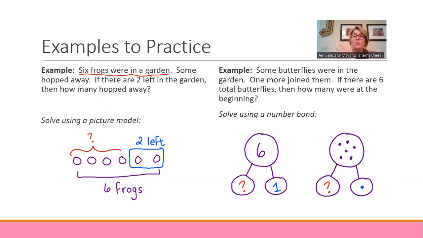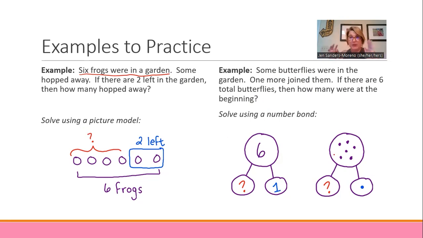Okay. Now, we could do another example using number bonds. So here it says some butterflies were in a garden. We don't even know how many. 1 more joined them. If there are 6 total butterflies, then how many were at the beginning? So we don't know what we're starting with. We've got 1 more, and we know we ended up with 6.